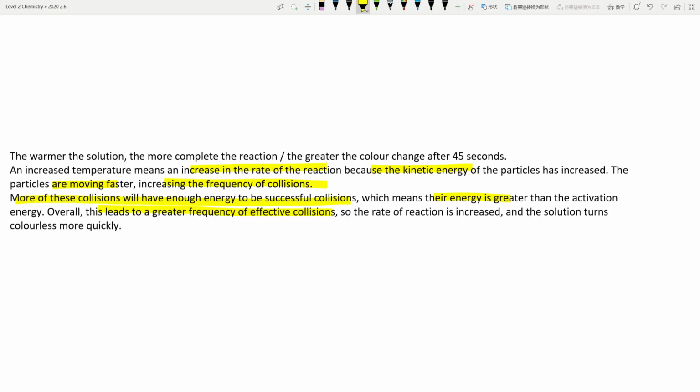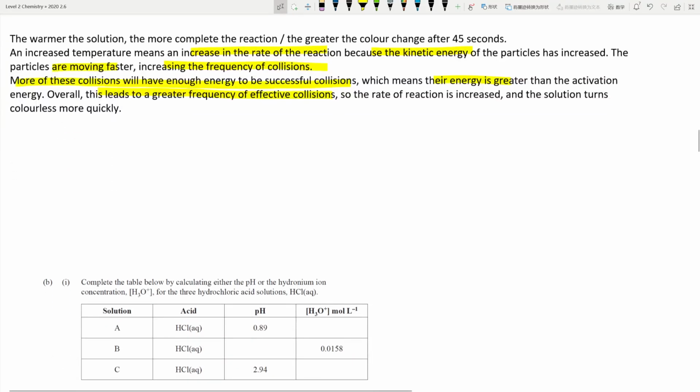But you just need to understand that with temperature, you need to cover both aspects. You can't just go, oh, it has more kinetic energy, therefore they collide more often. You're not going to get excellence with that. And to be honest, rate of reaction is one of the easiest ones to get excellence in this particular unit because you did it last year.